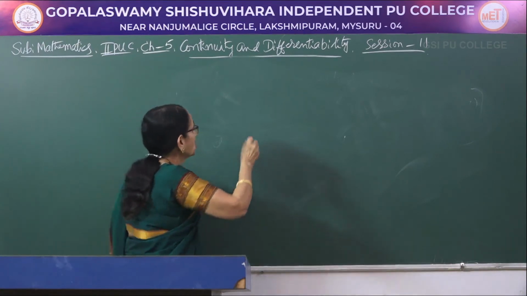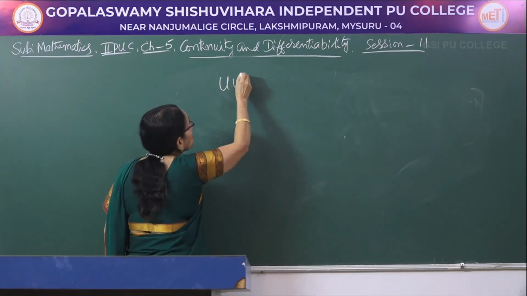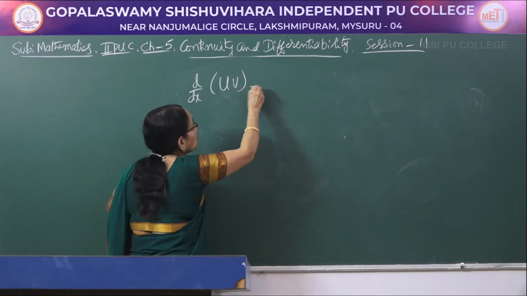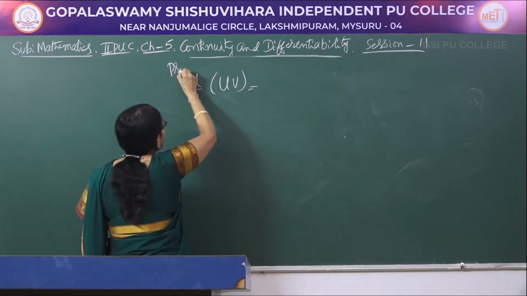Suppose a function is a product of two functions like this, d by dx of uv. Now, this is known as the product rule.